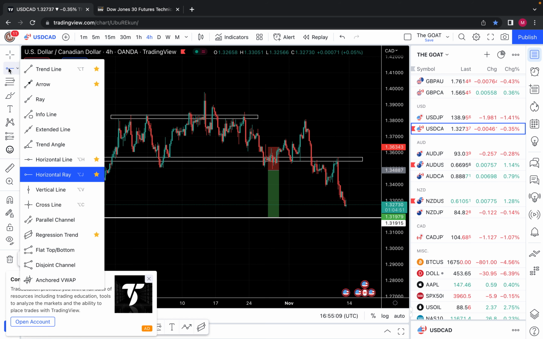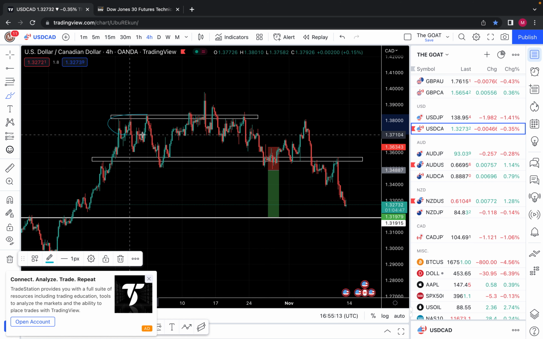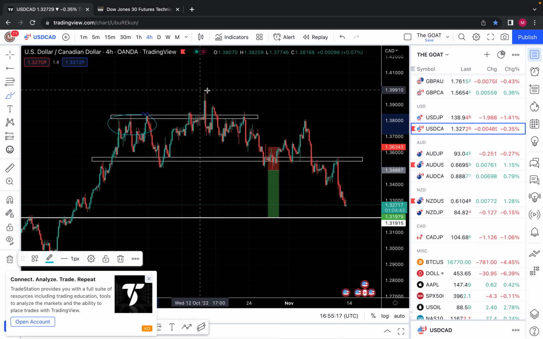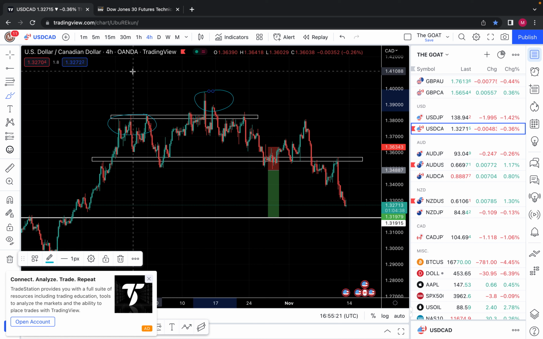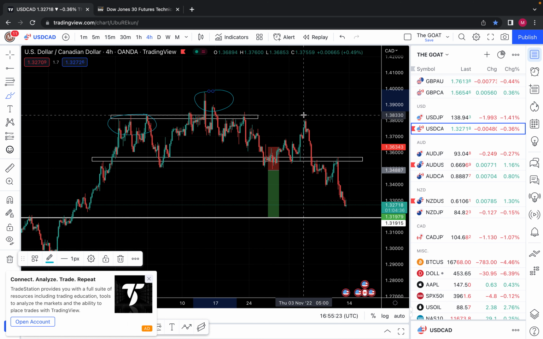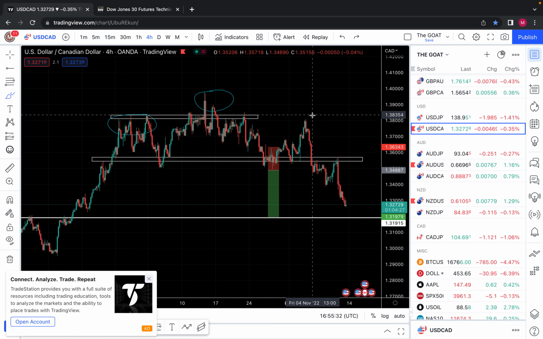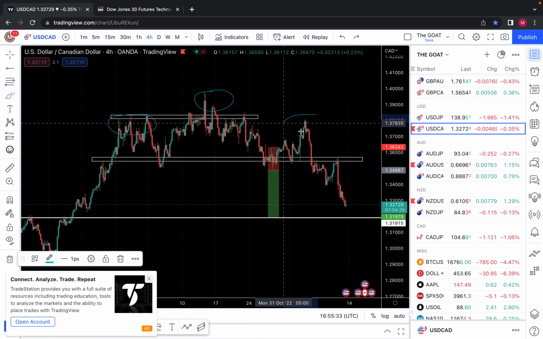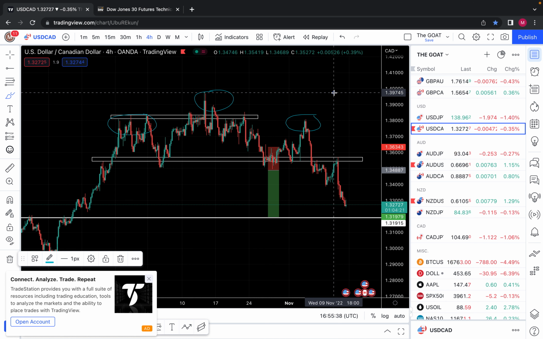Let's get the brush. Let's do right there. It's a shoulder. Head. And then the other shoulder right here. Sorry about that. Let me cut that last one. So right here, I completed the head and shoulders.